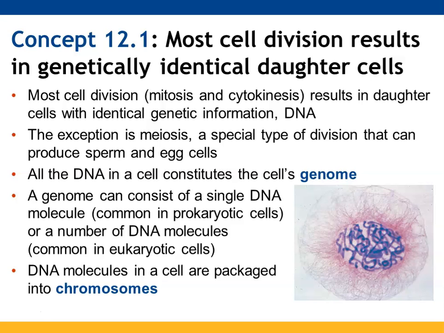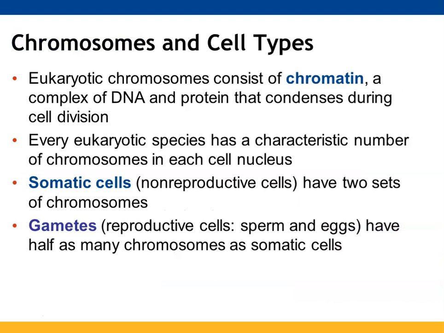All of the DNA that's present in the cell is going to constitute that cell's genome. Remember that DNA is not just in the nucleus, it is also found in your mitochondria, and it can be found in your chloroplast as well. The genomes can either be one large DNA molecule, which is what we tend to see in our prokaryotic cells, or you can have lots of individual DNA molecules, which is what we're more likely to find in eukaryotic cells. And again, the DNA gets packaged into units known as chromosomes.